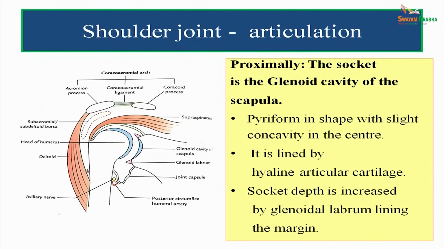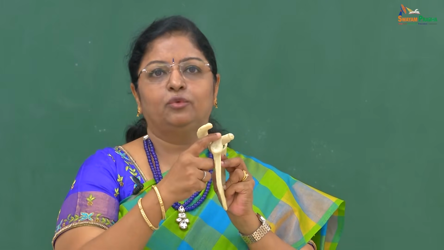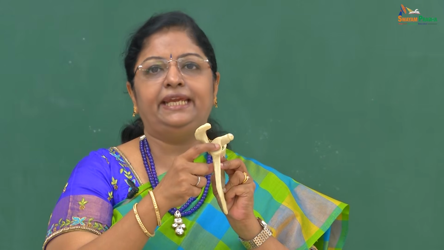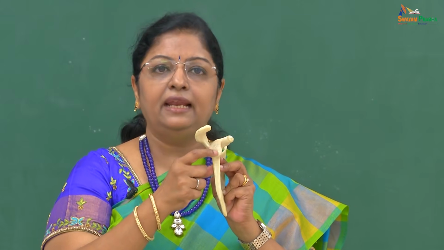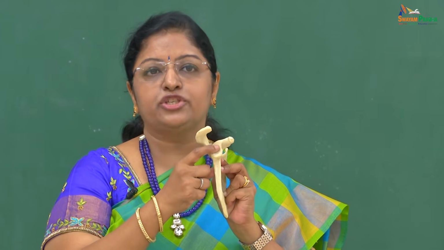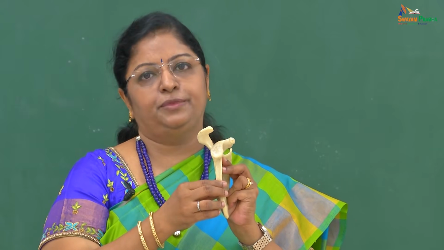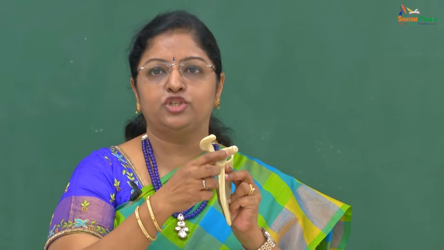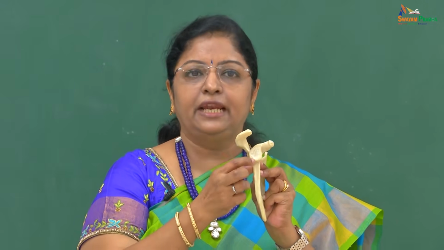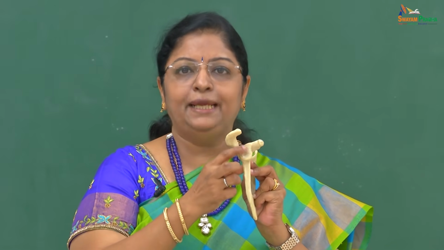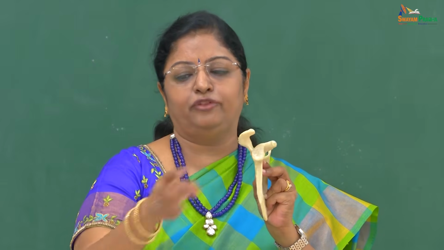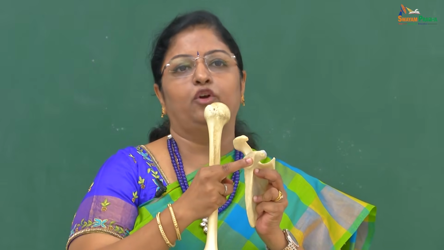Proximally, it is the socket, that is the glenoid cavity of the scapula, which is the articulating end of the shoulder joint. It is pyriform in shape, or otherwise pear-shaped, with a slight concavity in the center. It is lined by hyaline articular cartilage, and this shallow socket is further deepened by the attachment of the glenoidal labrum to the margins of the glenoid cavity or fossa. Glenoidal labrum is a fibrocartilaginous ribbon which gets attached to the margins of this glenoidal fossa or cavity to further deepen or increase the depth available for the head of the humerus to articulate with the glenoid fossa.